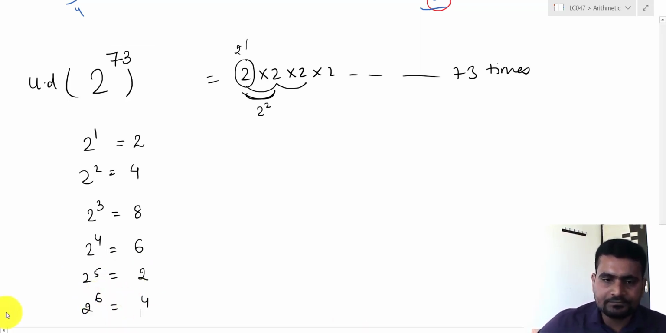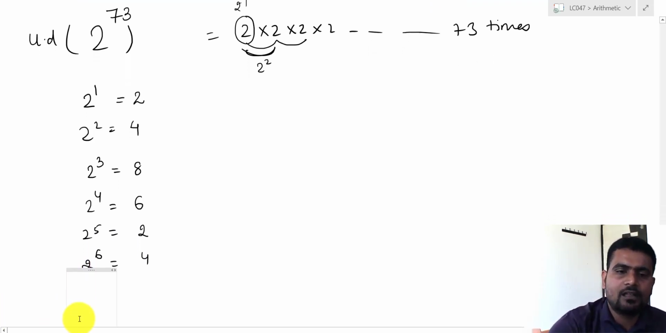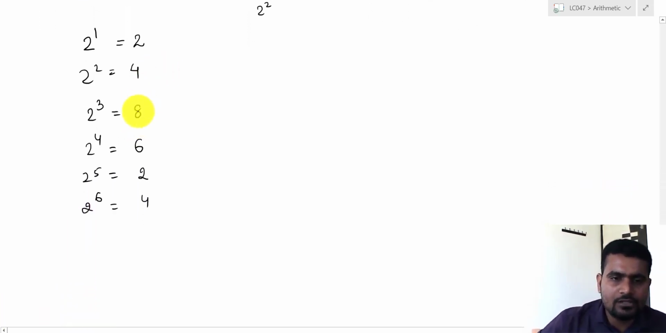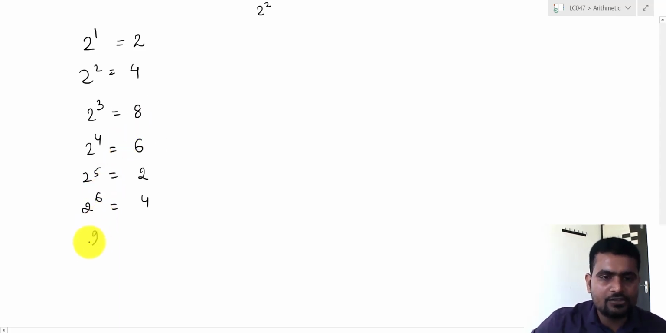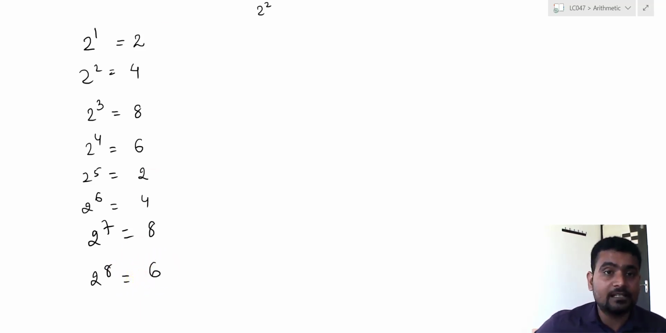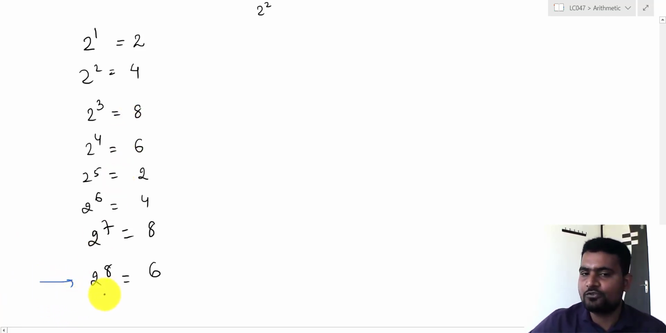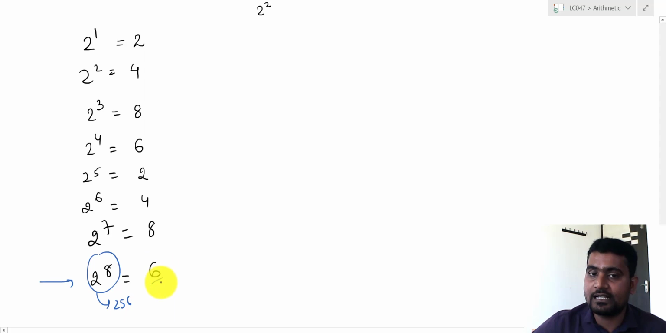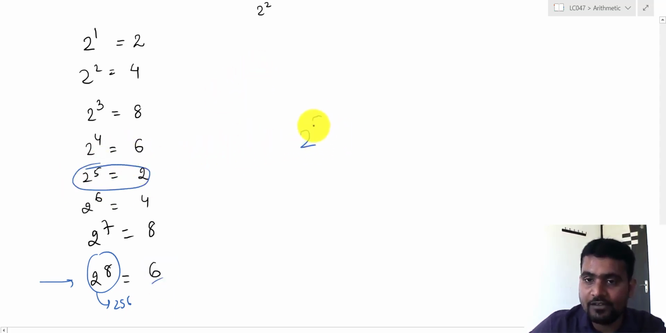2 raised to power 7 is going to be 8, and 2 raised to power 8 is going to be 6. Now you might ask me, sir, suppose I don't remember what the 2 raised to power 8 value is. The actual value of 2 raised to power 8 is 256. Suppose you don't know this 256 value, then how will you get that? I already told you. Suppose you are going to find the unit digit for 2 raised to power 5. It is 2 raised to power 4 into 2.